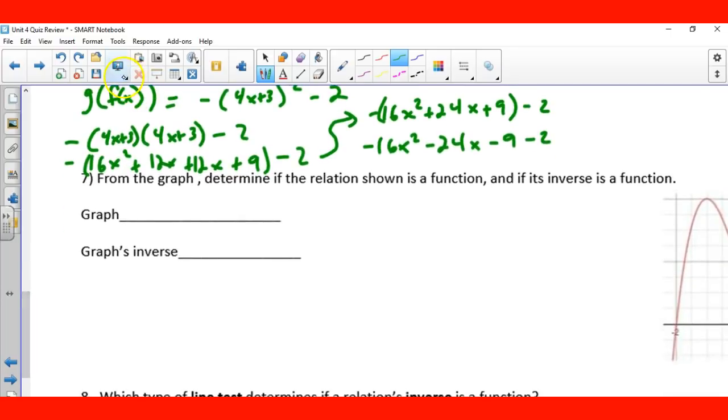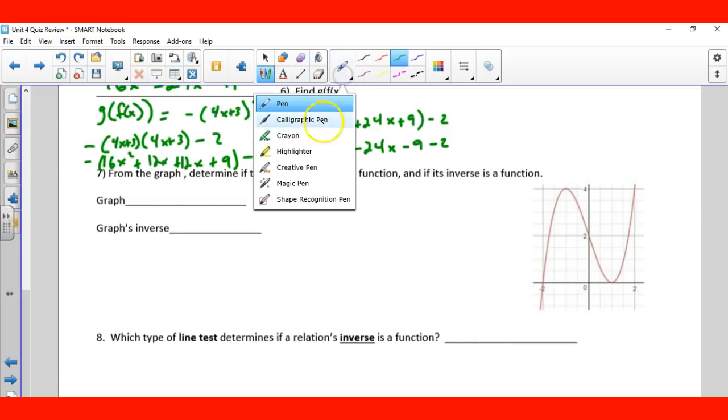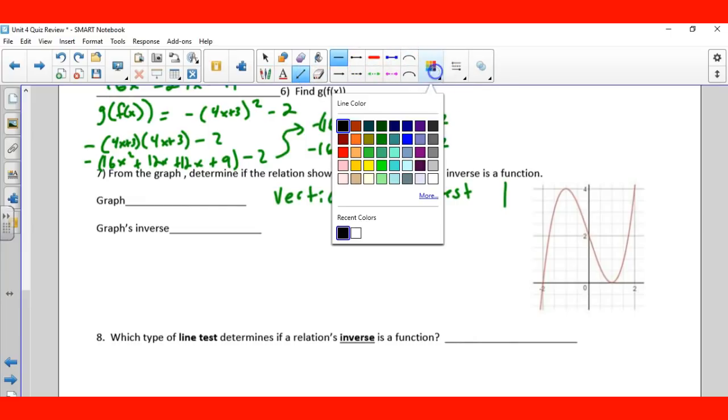Now, for this next problem, it says from the graph, determine if the relation shown is a function and if the inverse is a function. Here we want to use two tests. To determine if it's a function, you use the vertical line test, meaning a straight vertical line. I'll draw a vertical line right here.